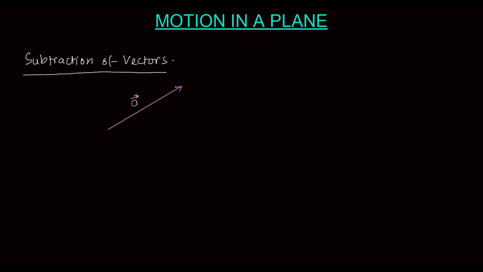We saw the scalar multiplication of a vector. After having seen that, we try to discuss the subtraction of vectors. Okay, the subtraction of vectors. Now let there be two vectors, say A, which is just something like this. Say a vector A, which looks something like this, and another vector B, which looks something like this.